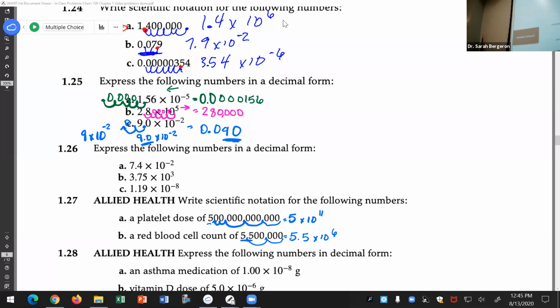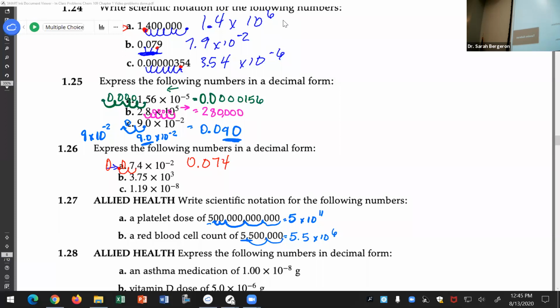Okay, now we gotta go the other way. Express the numbers in decimal form. So for A, am I gonna end up with a number that is greater than 1 or less than 1? Less than 1. So I'm gonna make this decimal place jump 1, 2 times to give me a number less than 1, and then just fill in the gaps with zeros. And I like to put a 0 before the decimal as well, so 0.074.